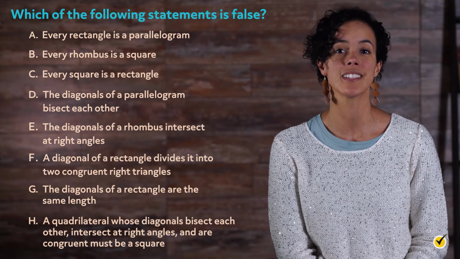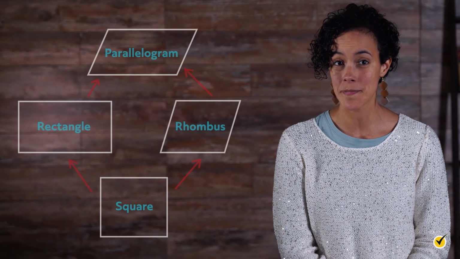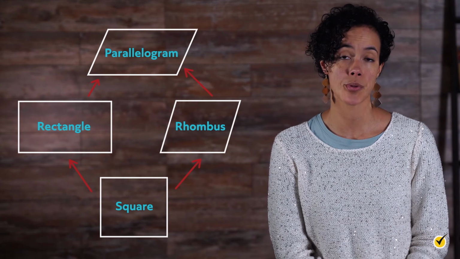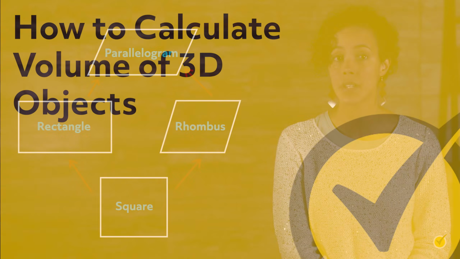The correct answer is B. Remember the tree? Not every rhombus is a square, but every square is a rhombus.